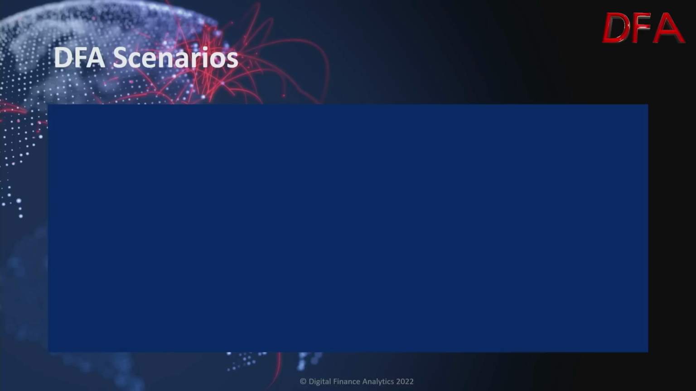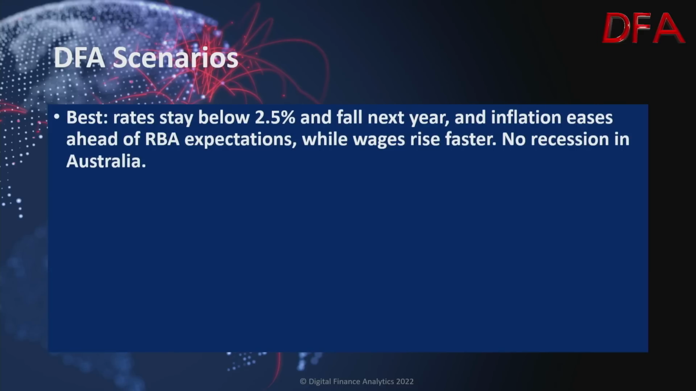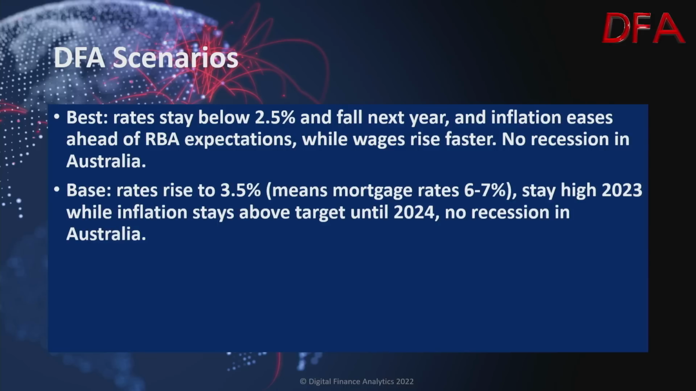And we basically have best scenario, which assumes that interest rates are going to stick around the 2.5 to 2.75, and fall next year. Inflation eases ahead of the RBA expectations. Wages rise faster and there's no recession in Australia. The base case is that rates go to about 3.5%, which will give you mortgage rates of about 6.7% and stay high through 2023, while inflation stays above target until 24, but no recession in Australia.